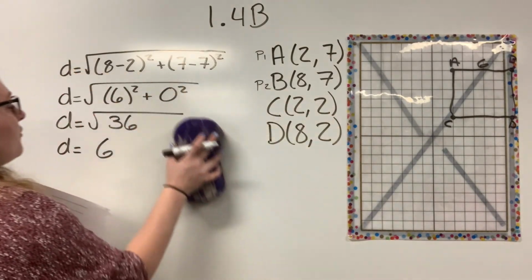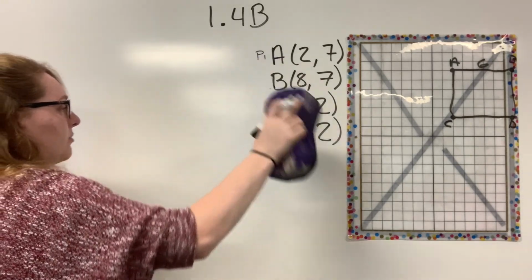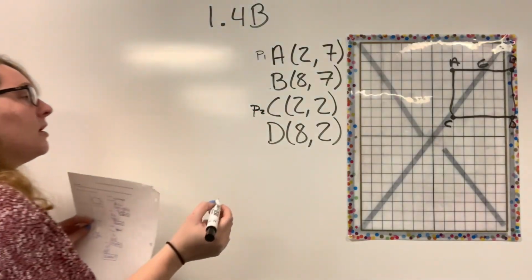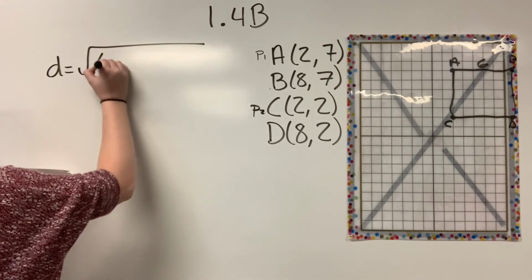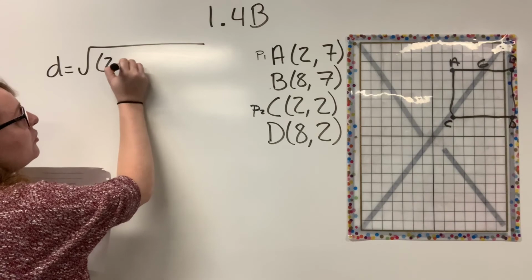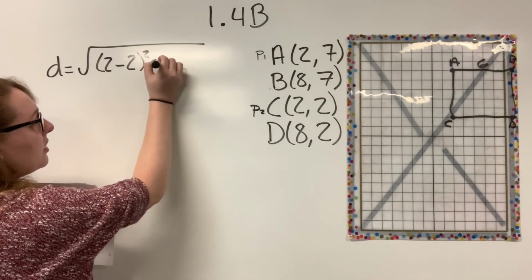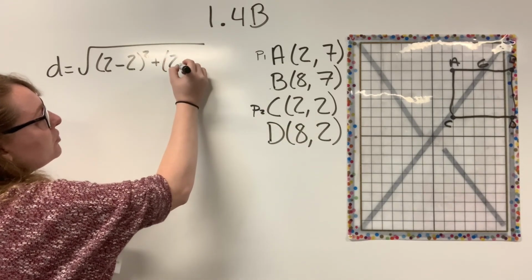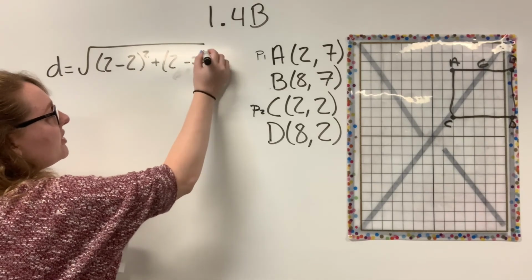Now let's do from A to C. I'm going to keep A as point 1, and I'm going to move point 2 to C. Okay, so we're going to keep our D is equal to our big old square root. We have our x2, which is 2, minus our x1, which is 2, squared, plus our y2, which is 2, minus our y1, which is 7, squared.